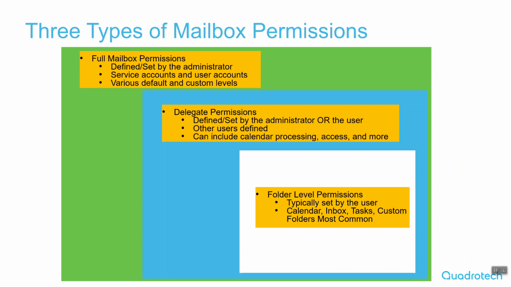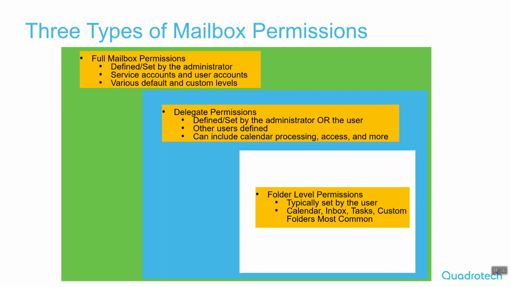We talk about delegate permissions. These permissions can be set by the administrator in the admin center, or by the user themselves inside Outlook. This is usually other users that are defined. So this is most commonly somebody who has an administrative assistant managing an aspect of their mailbox, and that is being delegated down to them. Or somebody goes on vacation, so they'll delegate mailbox rights while they're out, or somebody's out on long-term leave and they delegate a bunch of items down, because sometimes it's easier to do it that way as the end user. It can include calendar processing, access, and some other settings that we'll talk about in a minute.